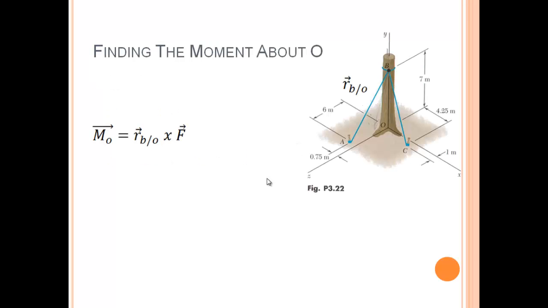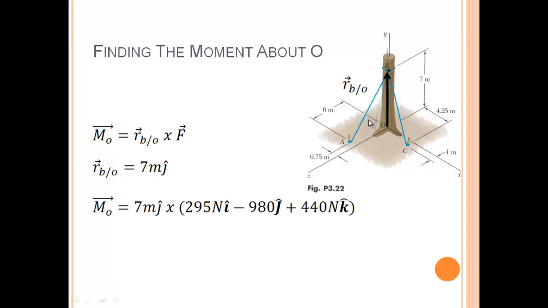Now we can find the moment about point O. But first, we must find a distance vector from O to B. As indicated by the figure, that is 7 meters in the J-hat direction. Doing the cross product, we obtain the moment about point O as follows. Where J crossed with I gives us a negative K-hat direction, and J crossed with K gives us a positive I-hat direction, and J crossed with J gives us a 0.